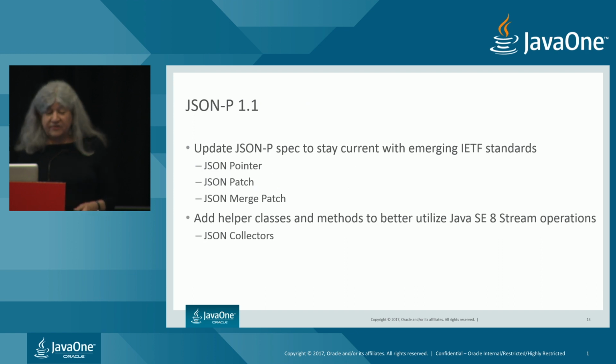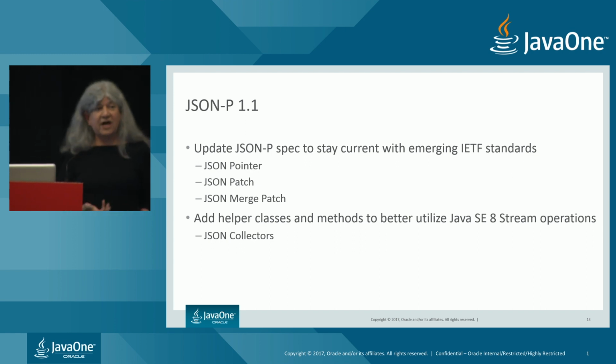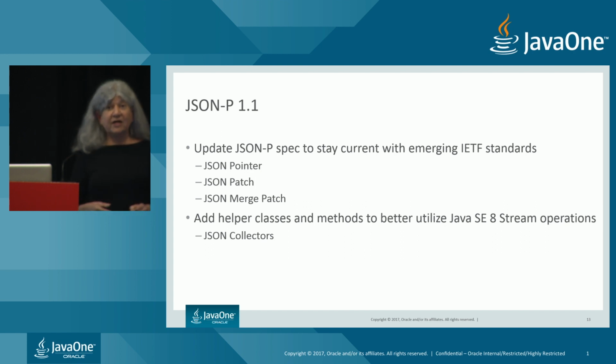Okay, JSON processing. The JSON Processing API was introduced as part of Java EE 7. It was a new technology then. We wanted to continue to evolve it to keep pace with emerging standards. There were three standards produced by the IETF that we wanted to track and incorporate into the APIs for JSON processing, namely JSON Pointer, JSON Patch, and JSON Merge Patch.